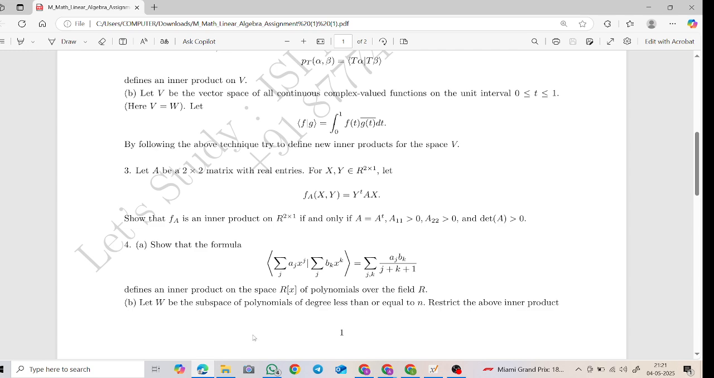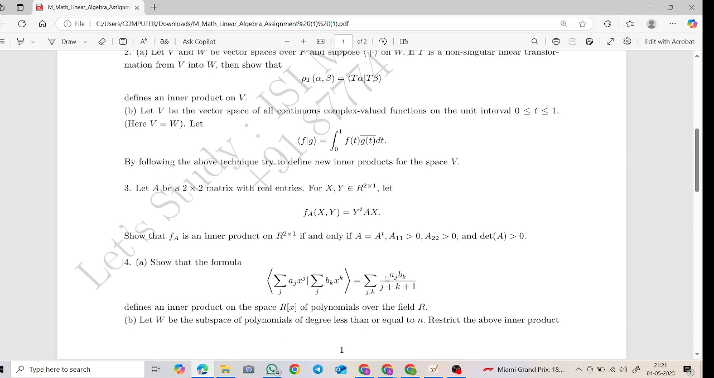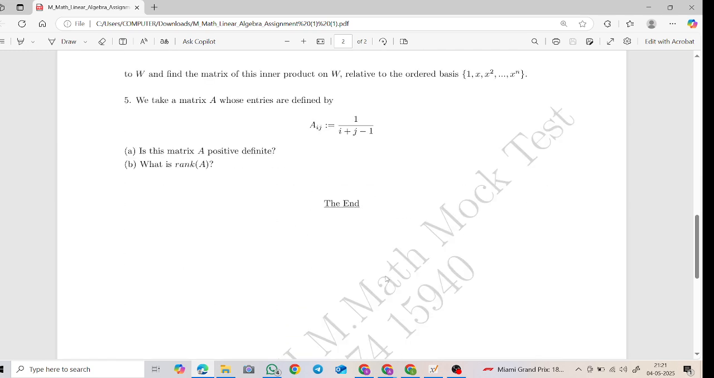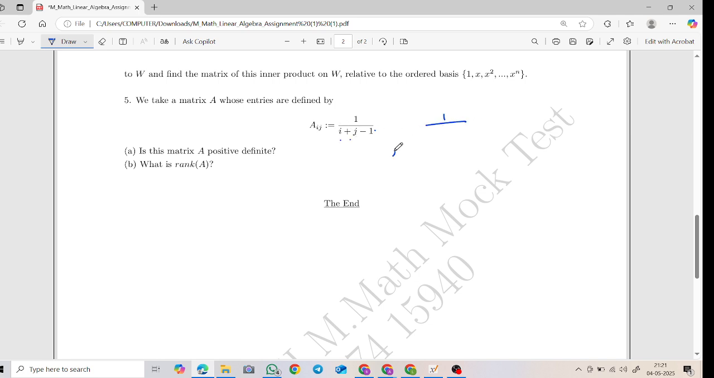So when I first saw this problem, I only noticed one thing: that this term, 1 by i plus j minus 1, is nothing but the integration from 0 to 1 of x to the power i minus 1 times x to the power j minus 1. That's all I noticed, because I had the other information. I already knew that this is an inner product, and that an inner product matrix is a positive definite matrix. So it was just a 30-second solution for me.